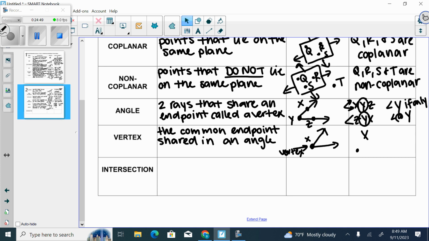Sometimes they will put the symbol of a point in front of the capital letter, so either one of those is fine. But just know that a vertex is just a point, so we name it the same way that we said we would name a point.